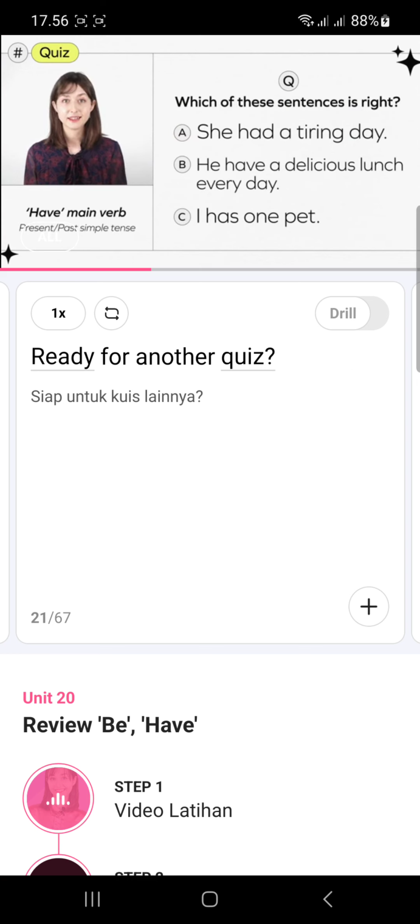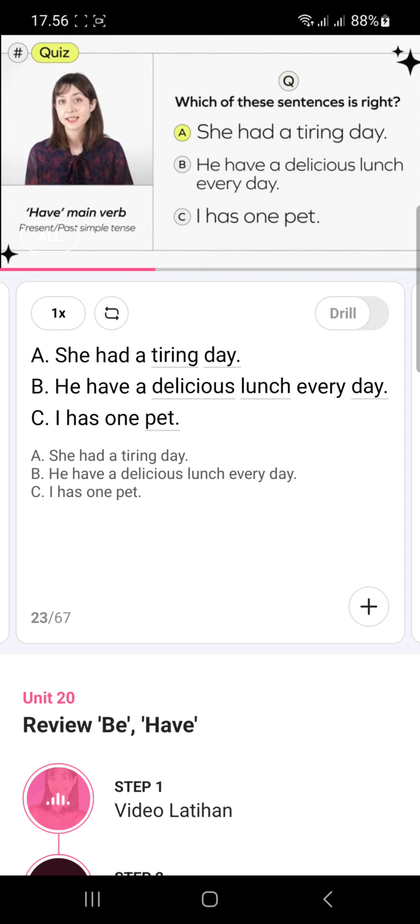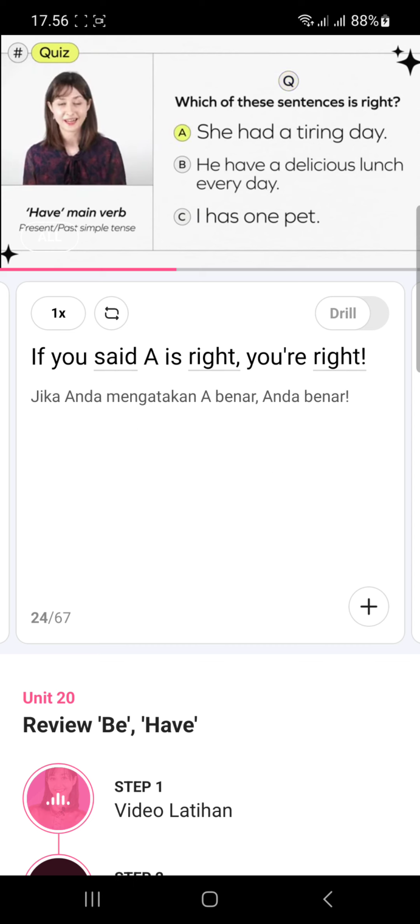Ready for another quiz? Which of these sentences is right? A. She had a tiring day. B. He have a delicious lunch every day. C. I has one pet. If you said A is right, you're right.